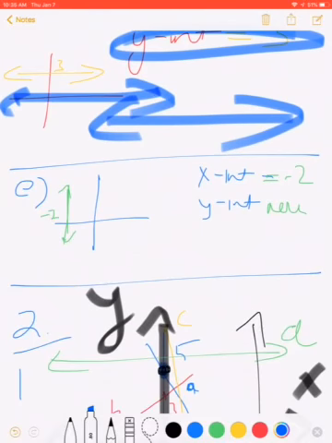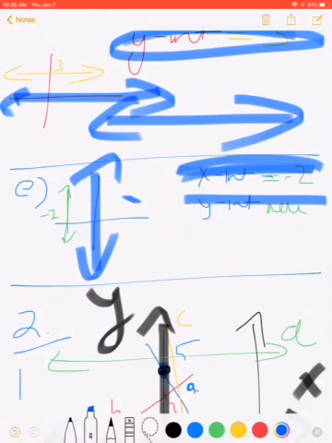Okay, and then in E, it's kind of the opposite. You have a line that goes straight up and down, a vertical line, which is parallel to the y-axis, so there's no y-intercept, but the x-intercept is -2.